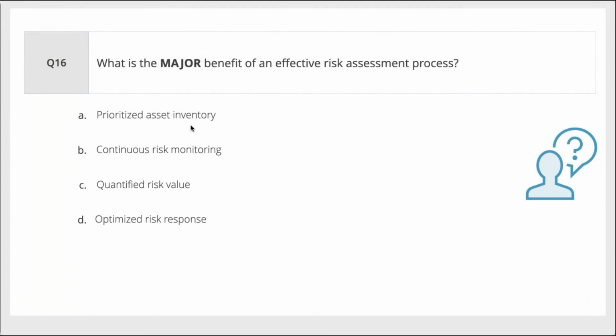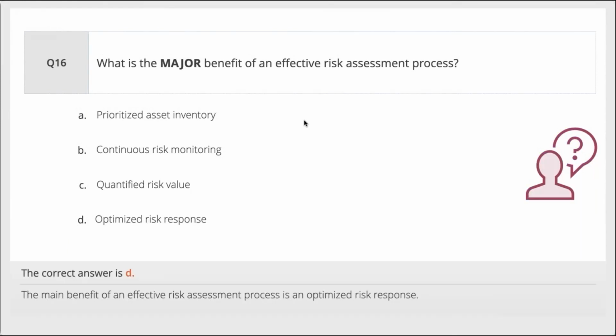One of the tricks to answering questions in CRISC is understanding the different phases. Like I said, there are 4 different phases: risk identification, risk assessment, risk response, and then risk monitoring and reporting. If you understand what happens in each of these phases, you'll be able to answer a lot of questions. Now it says, what is the major benefit of an effective risk assessment process? In the risk assessment, you identify what the risks are and what the levels of risk are, so the benefit of a proper risk assessment is that you are able to make a decision properly and have a proper response to those risks.